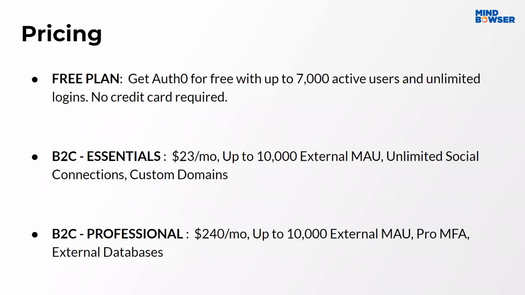Next slide. These are some pricing plans for Auth0. In the free plan, you will get up to 7,000 active users and unlimited logins. In the essential plan, you can have active users up to 10,000. You can have unlimited social connections, and custom domains are supported. But in the essential plan, you can't use multi-factor authentication. You can't use two-factor authentication and multi-factor authentication there. For that, you have to buy the professional one.